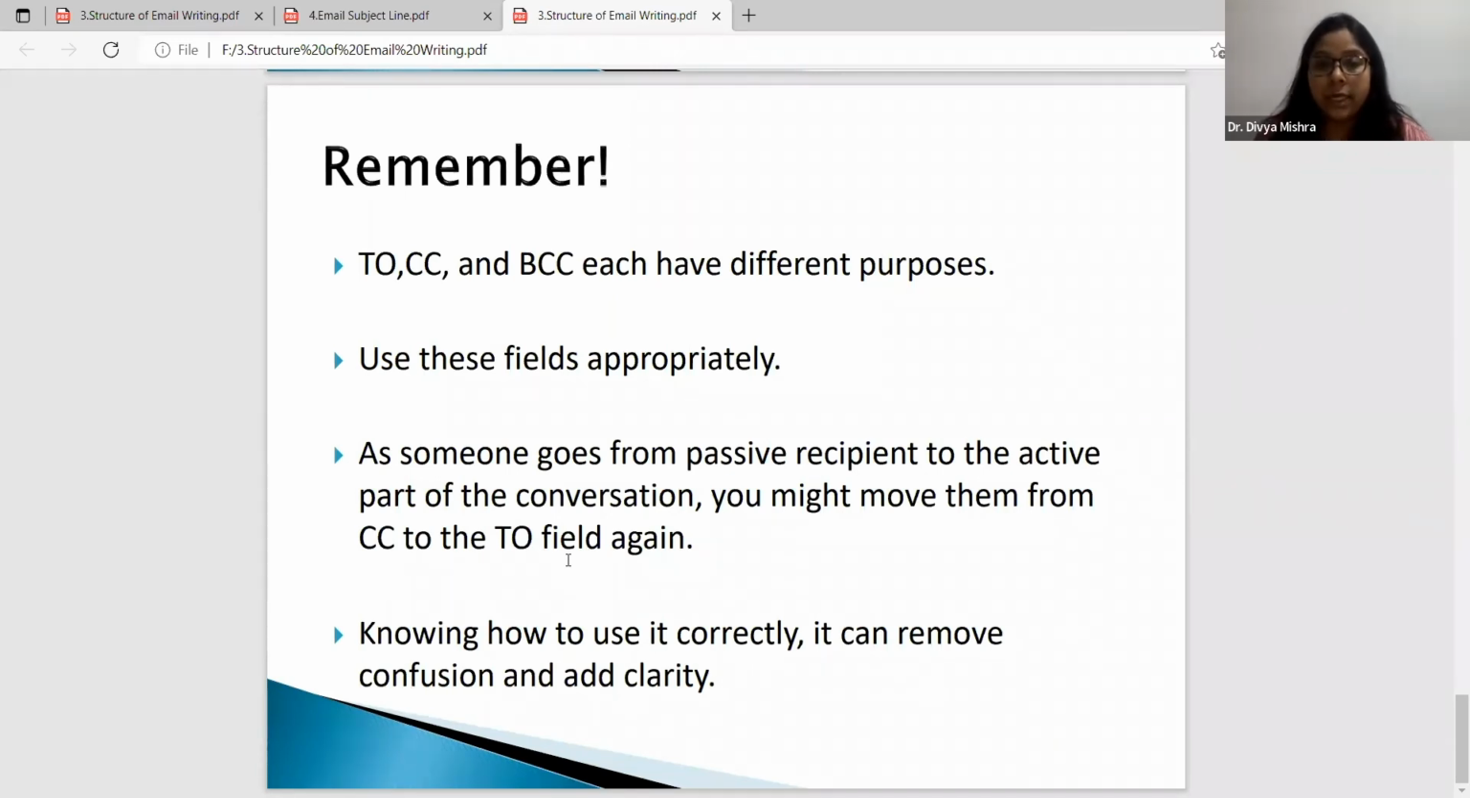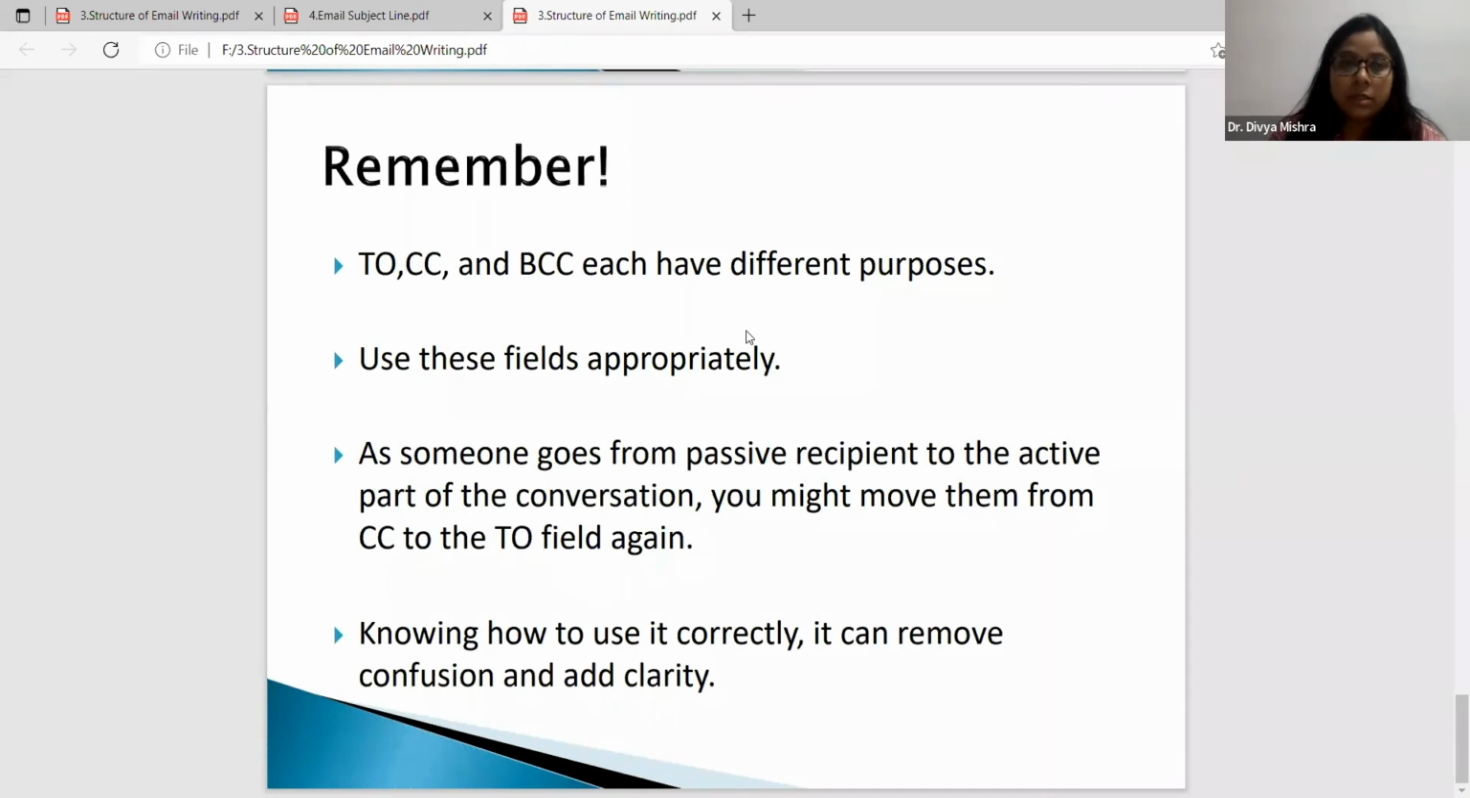Knowing how to use it correctly can remove confusion and add clarity. Okay, if you are confused about how to use To, CC and BCC, you may not send the email to the directly related person. But if you already know how to use it correctly, then definitely your communication will be effective. Okay, that's all about the structure of email.